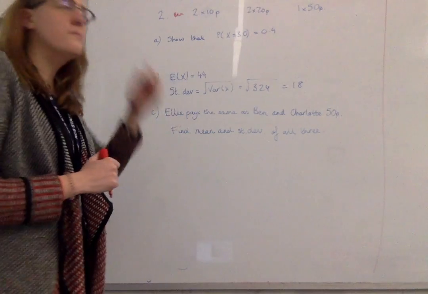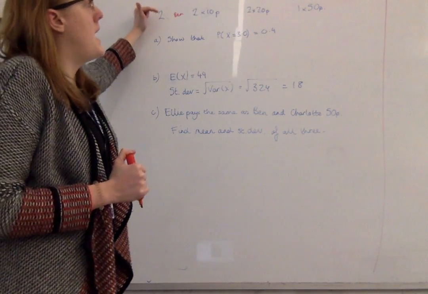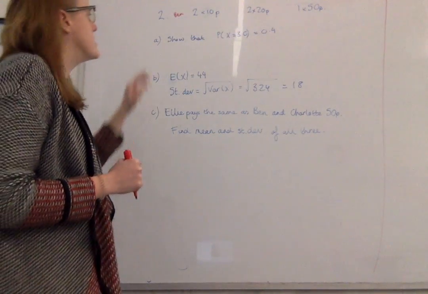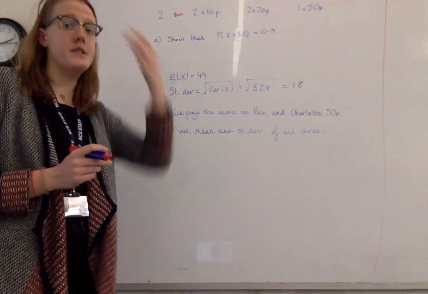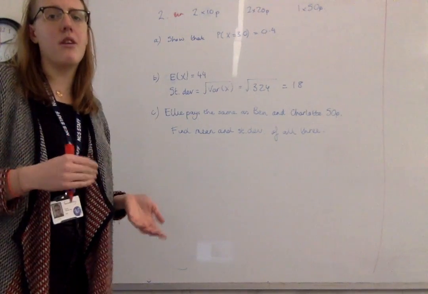So first of all, we have to consider the situation itself, and it was that Ben had 5 coins in his pocket, 2 10p's, 2 20p's and 1 50p, and we wanted to find the probability that when he pulled out 2 coins, he got 30p. So the first thing to think about is how he could have possibly got 30p.